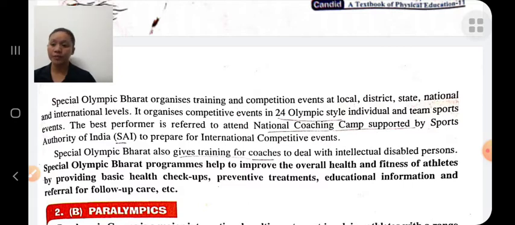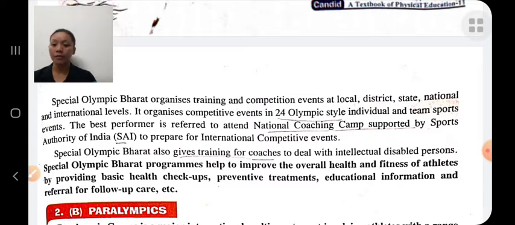Special Olympic Bharat gives training to the best team so that they prepare for international competition and participate at the international level. Special Olympic Bharat also gives training for the coach to deal with intellectually disabled persons.